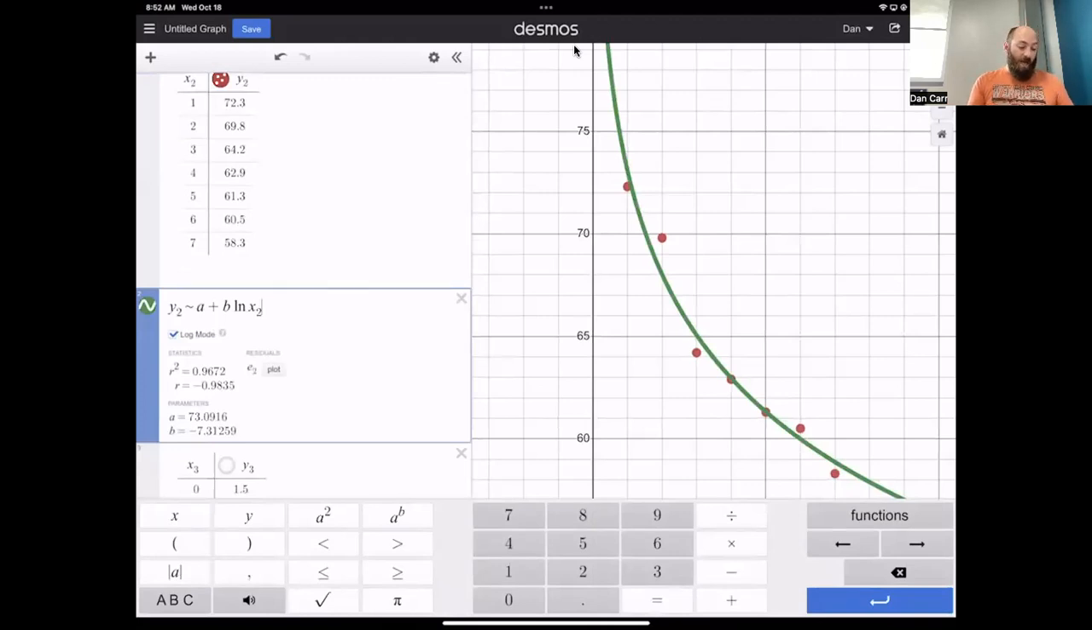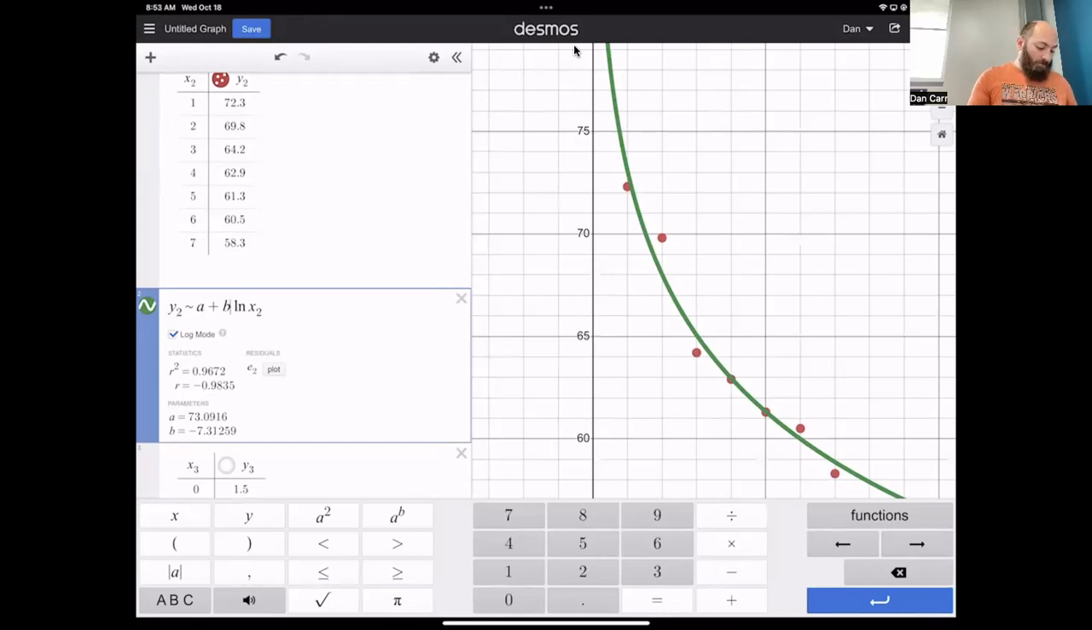So when I look at this one, again, make sure that log mode is checked. We get our parameters a and b. So a is equal to 73.0916, and b is equal to negative 7.3126. Okay, look at where a and b go. A is going to be in the front, like this. B is multiplied by the natural logarithm. So that's my setup when I do this one.